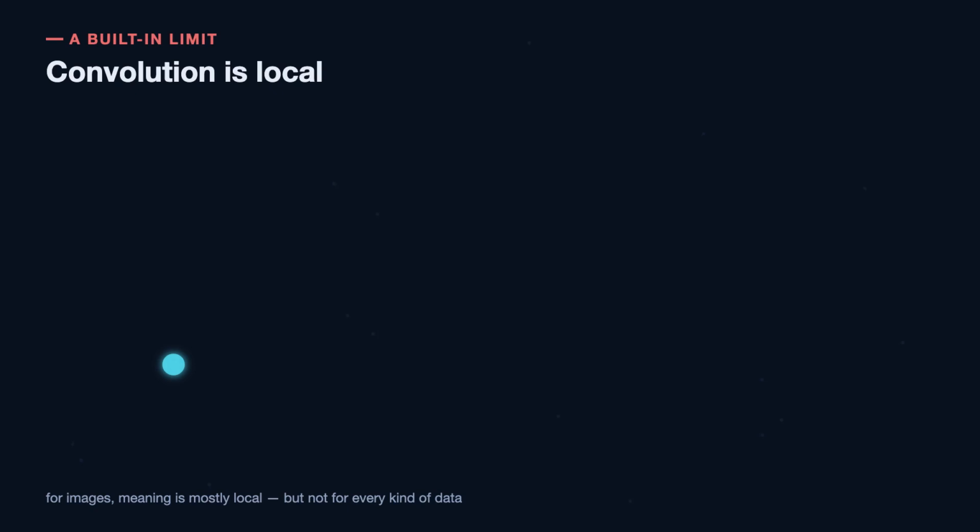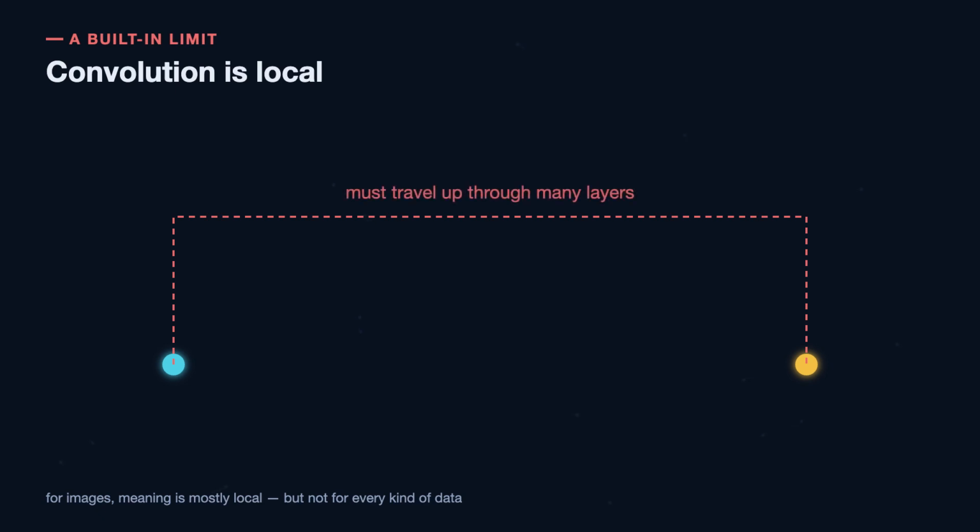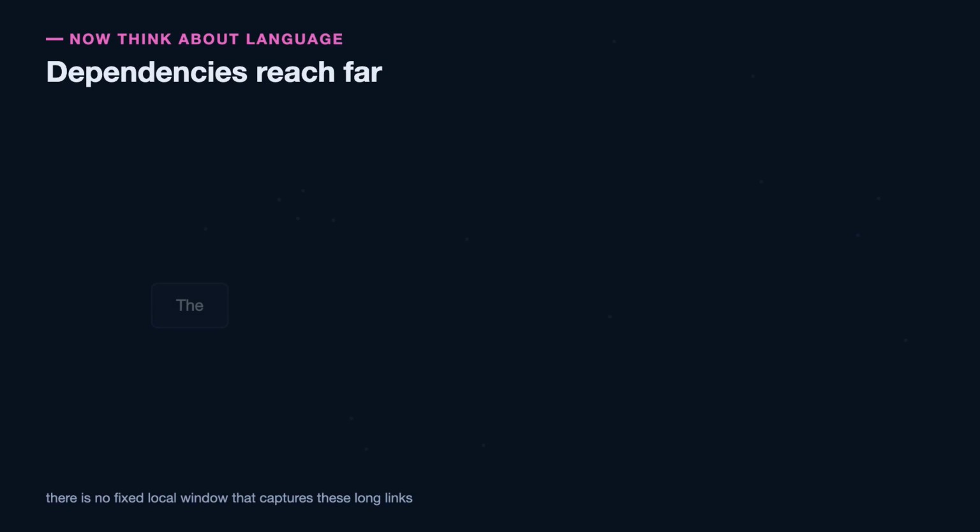But convolution has a built-in limit. It is fundamentally local. Each kernel sees only a small neighborhood at a time. To connect two things far apart in the image, the signal must travel up through many layers. For images where meaning is mostly local, that is perfectly fine. But for some kinds of data, locality is exactly the wrong assumption.